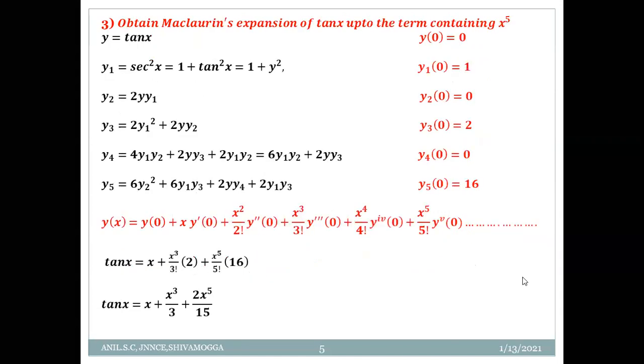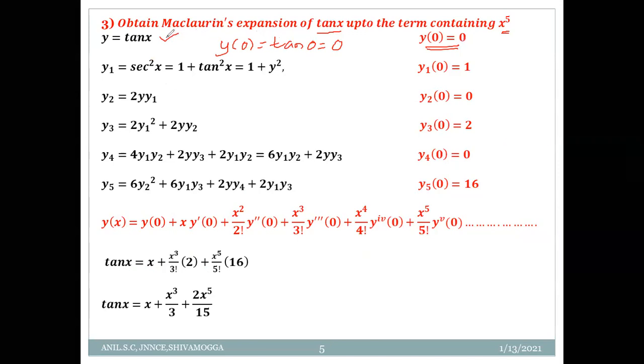Next, obtain Maclaurin's expansion of tan x up to the term containing x power 5. That means you have to differentiate successively 5 times with respect to x. Tan x is the given function, let it be y of x. Y of x is equal to tan x, or simply y is equal to tan x. Put x is equal to 0. When x is equal to 0, this will be y of 0. Y of 0 is equal to tan 0. What is tan 0? Tan 0 is 0. Y of 0 is equal to 0.